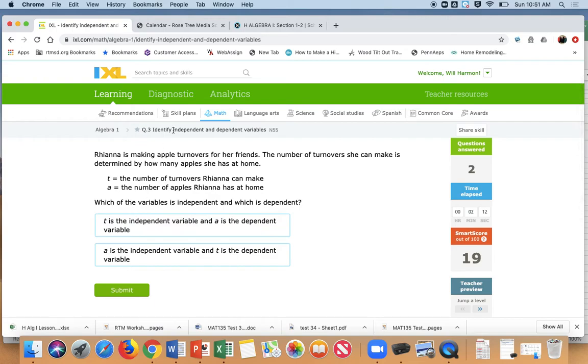Okay, let's go over a few more of these. Rihanna is making apple turnovers for her friends. The number of turnovers she can make is determined. Okay, that's a key word, determined. The number of turnovers. So that's going to tell me that the number of turnovers is dependent on how many apples she has at home. That's the independent. So let's look. Number of apples Rihanna has is the independent. Okay, so A is the independent.